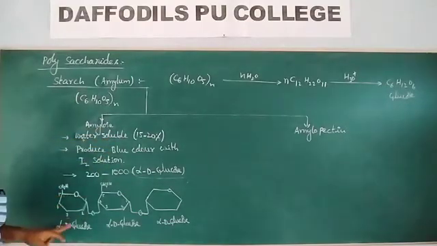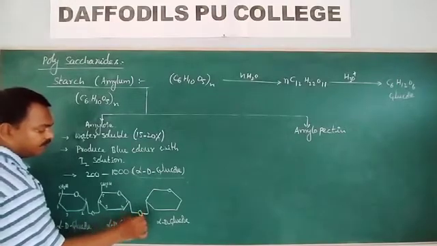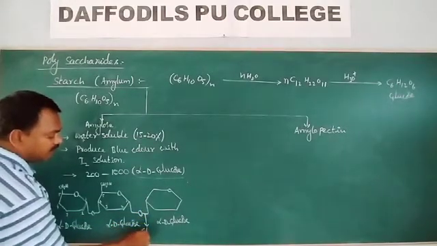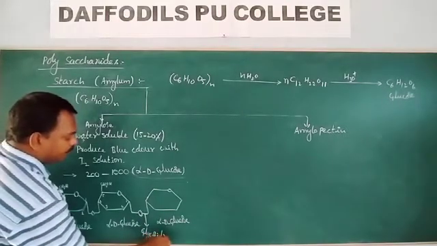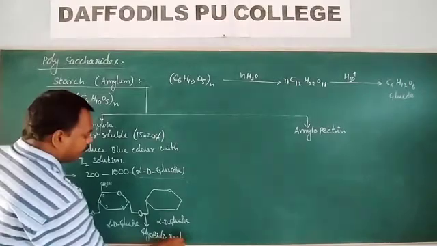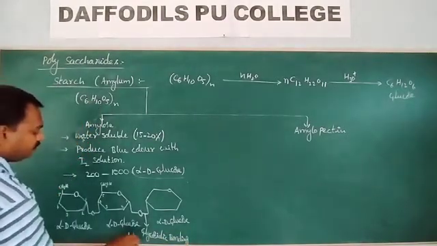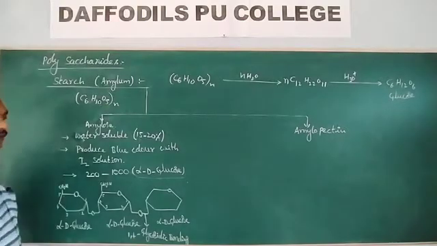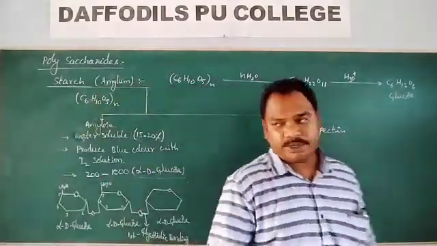In amylose, alpha D glucose units are connected with 1,4 glycosidic bonding. This is 1,4 glycosidic bonding. Amylose is a straight chain polymer and does not have any kind of branches.